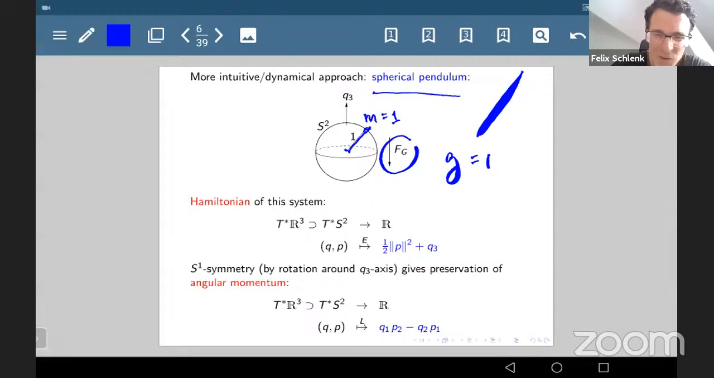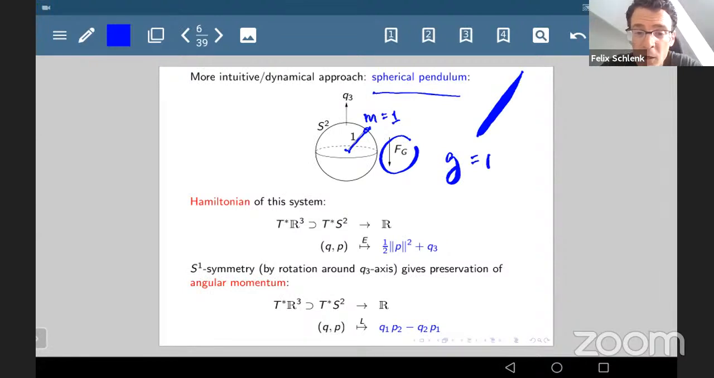So this is very strange. Yeah, so it told me that he's writing, yeah. Anyway, you see here a T star S2. This is the phase space.